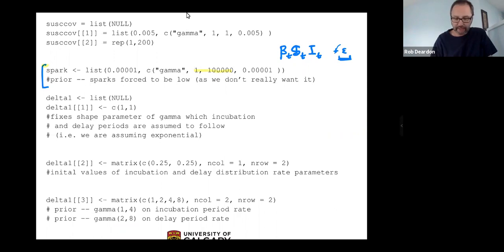The rest of it, I think, is similar. So I'm setting up my prior for my transmissibility rate and no covariates for my individuals. This should be 100. I've had a cut and paste error, that looks like.